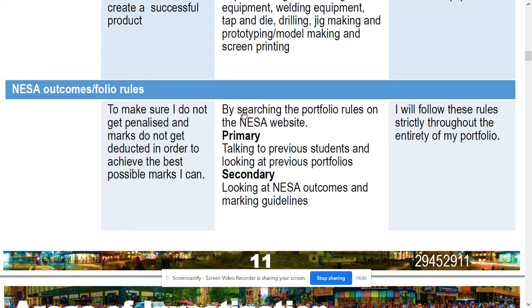In this case, his primary was he talked to some ex-students from his school and he looked at some previous folios and he tried to figure out exactly what the way it was laid out and tried to have a look at some good stuff that had been done before, which is always not a bad idea. The secondary was he looked at the NESA outcomes and the marking guidelines. So it kind of set him up to know that he only had 80 pages. He had to use this size font. He could do this. He couldn't do that. He had 6 minutes of video and so on. So not a waste of time researching this stuff.